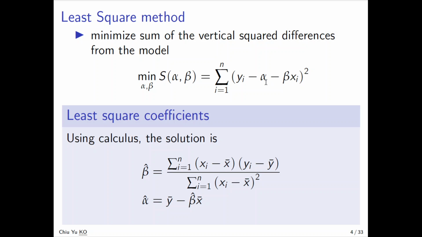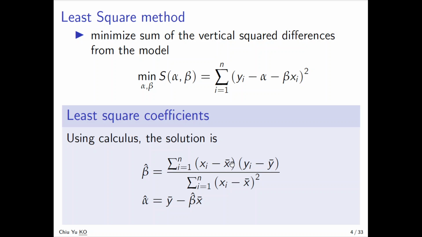Using calculus, you can show what the best alpha and beta are. Because it's quadratic, it's not difficult to see. We'll show it immediately after one slide. The beta will be a fraction: the sum of xi minus x bar times yi minus y bar.